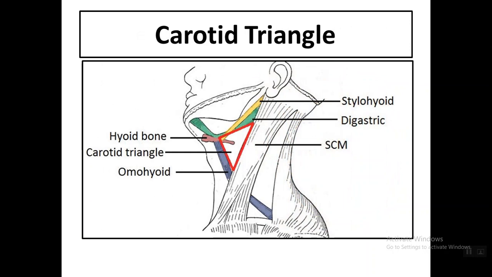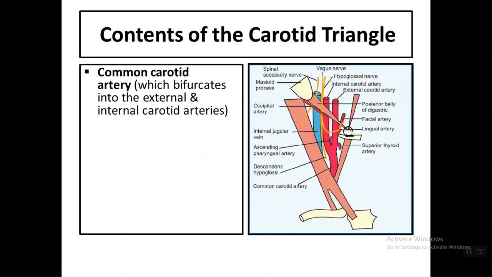Another triangle is the carotid triangle. The carotid triangle is bounded by the red line. It is bounded by the superior belly of the omohyoid muscle, the posterior belly of the digastric, and the sternocleidomastoid. This is a vascular triangle, and we will see why it is vascular.